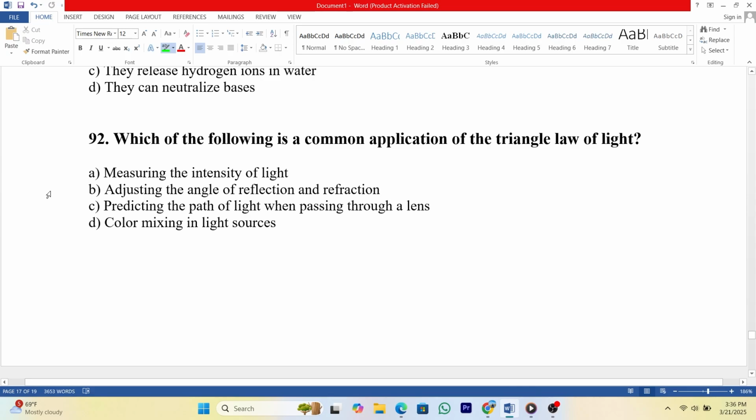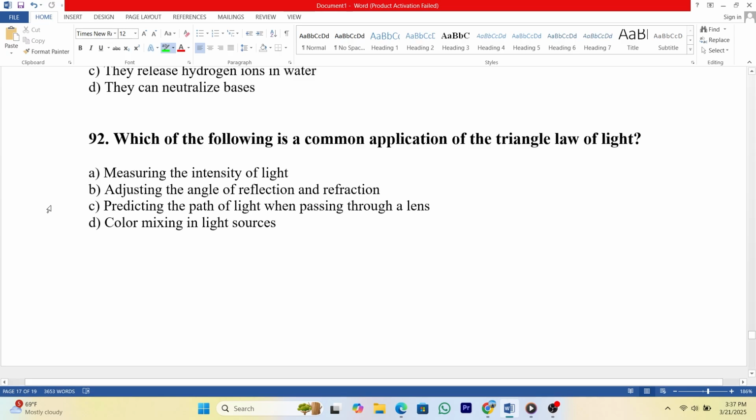92. Which of the following is a common application of the triangle law of light? A. Measuring the intensity of light. B. Adjusting the angle of reflection and refraction. C. Predicting the path of light when passing through a lens. D. Color mixing in light sources. Answer, B. Adjusting the angle of reflection and refraction.